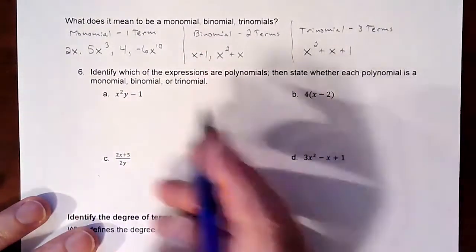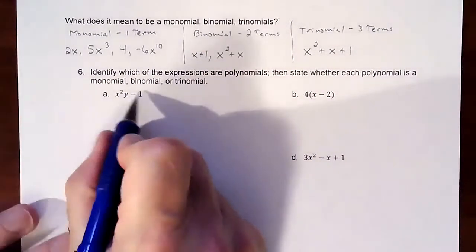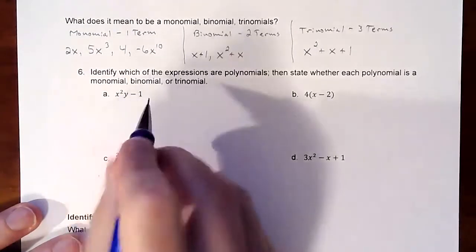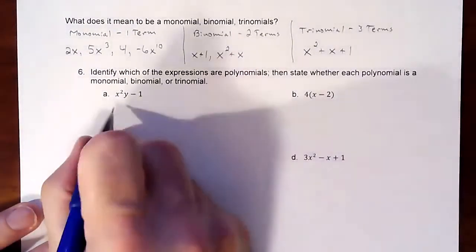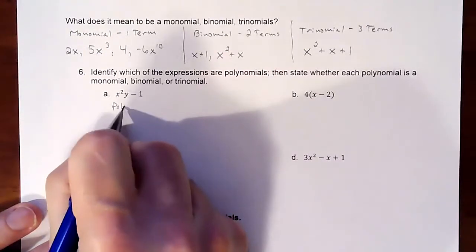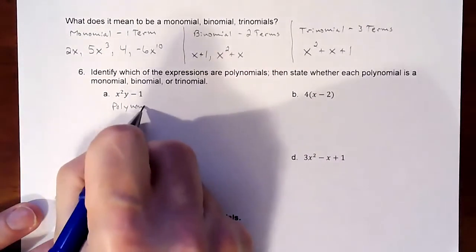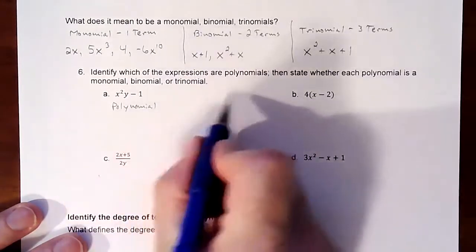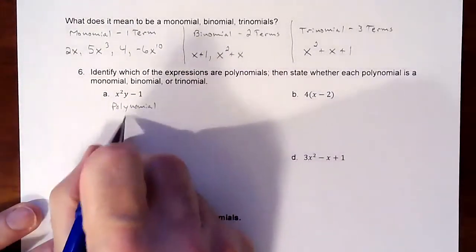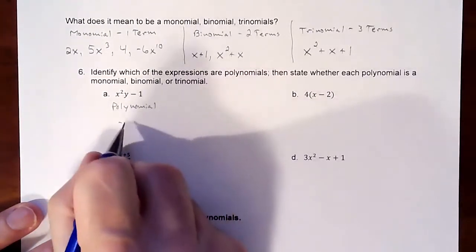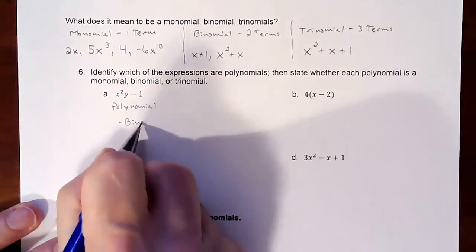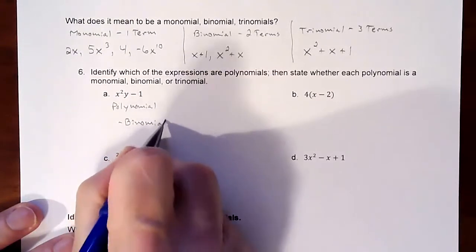So with a couple examples here, we're identifying which are polynomials. So this is a polynomial. And then let's give it a name. It's a polynomial, and it is a binomial, 2 terms. All right, and then the next one.